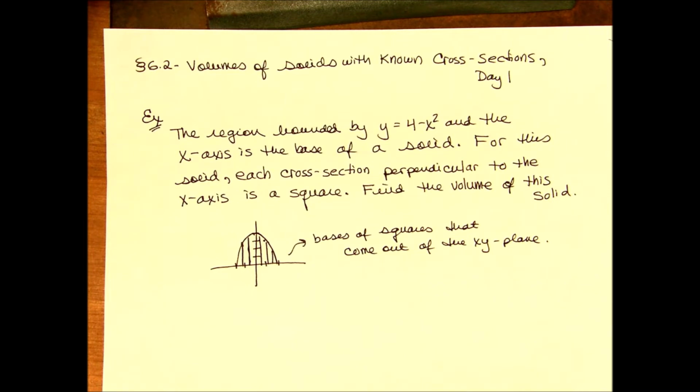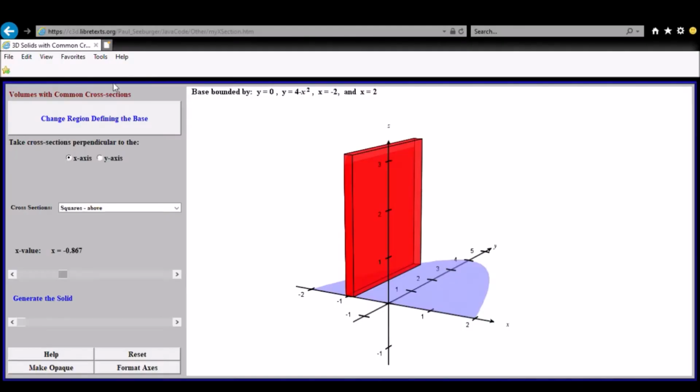I feel like this probably doesn't make a whole lot of sense right now, so I need to show you a better demonstration of what exactly this solid looks like. So, here's the base of our region. This is that 4 minus x squared parabola. That's our region bounded by the parabola and the x-axis.